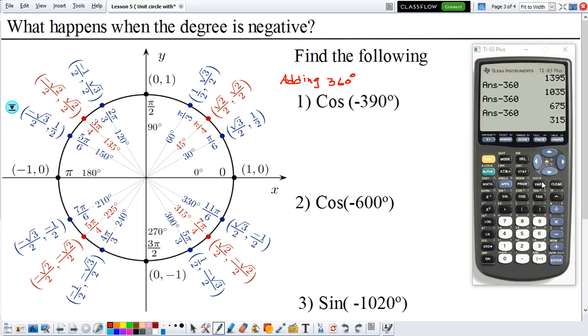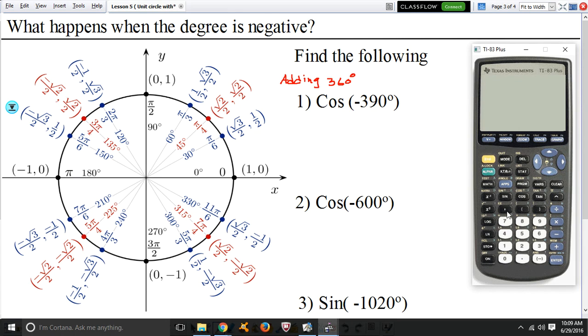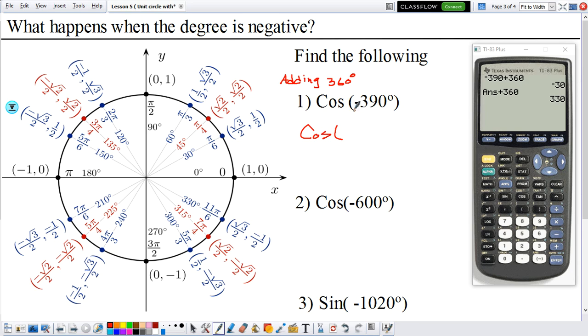So let's see. Negative 390. Now I need to add 360 because I want to make it positive. I want to add a full circle. It's still negative 30, so I need to add 360 again. So now we know that the cosine of negative 390 is the same as the cosine of 330. So let's see. We got 330 here. If I want the cosine, I look at the x coordinate. So that'll be square root of 3 over 2.